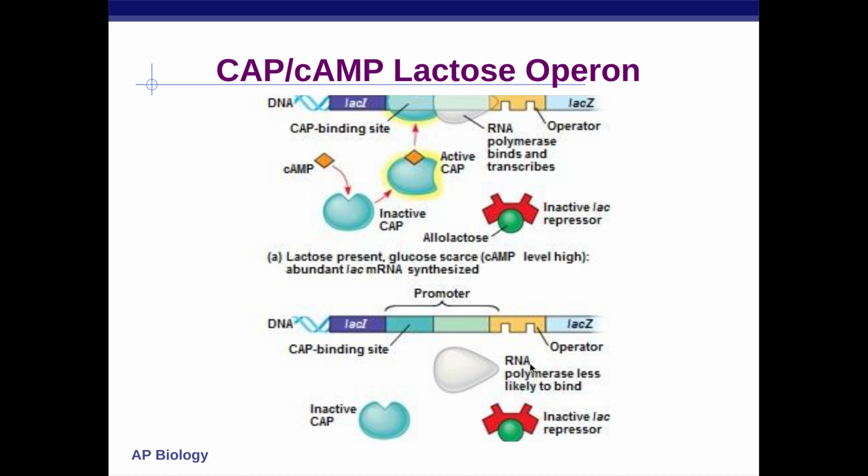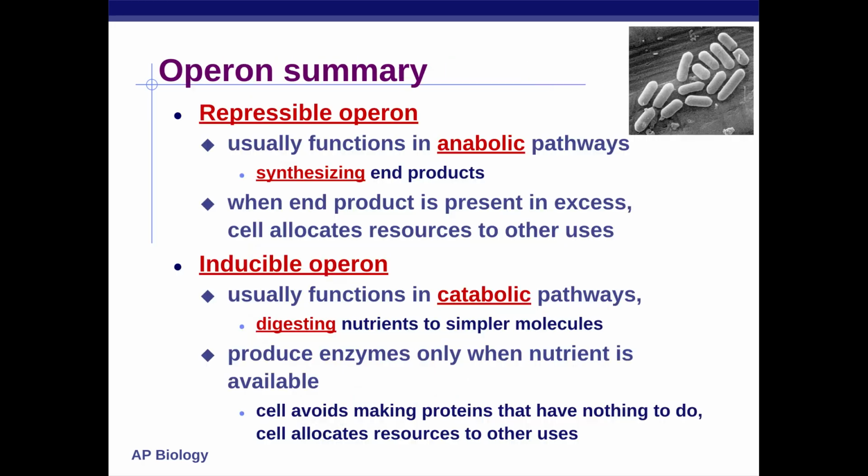So that is an additional level of control. When you have a site such as a cap binding site which responds to another metabolite, here we have glucose, which is regulating the level of cyclic AMP, which in turn is regulating binding to another protein, which is a cap protein, and that regulates how much messenger RNA is being made or not made.